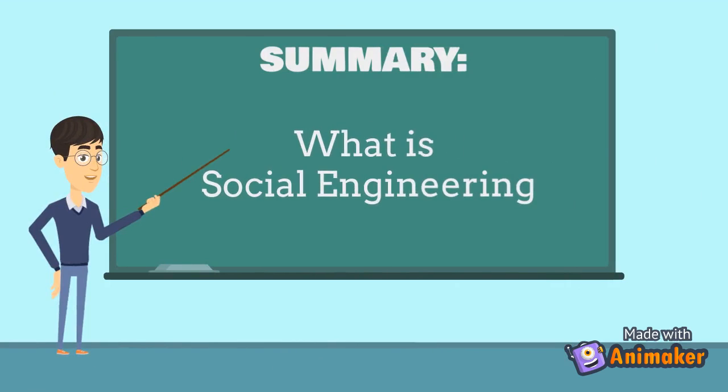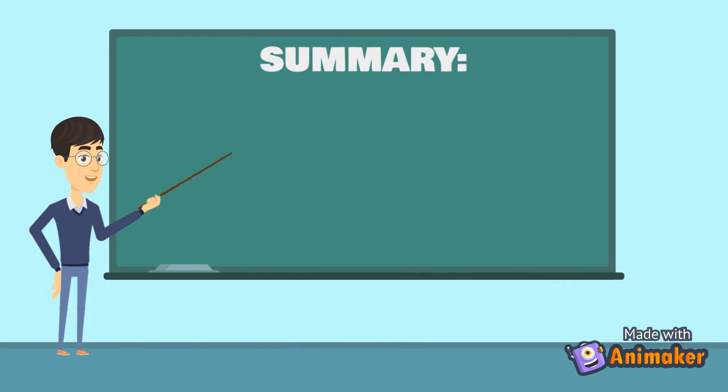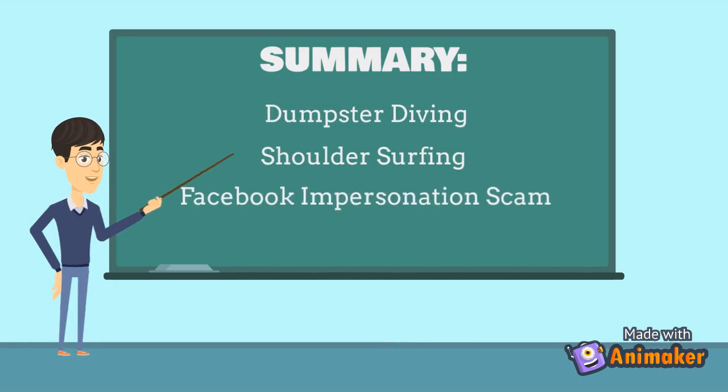To conclude, we have learned about what is social engineering and the following types of social engineering: dumpster diving, shoulder surfing, impersonation, baiting, as well as learning about how to prevent such attacks.